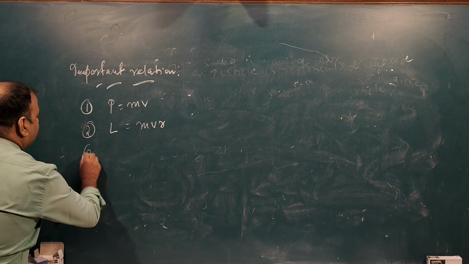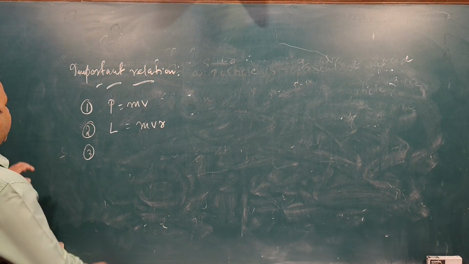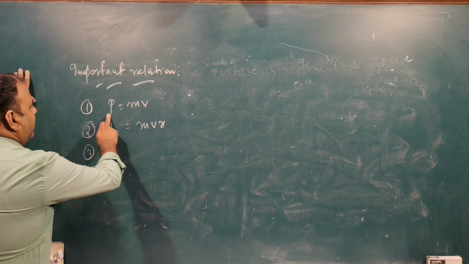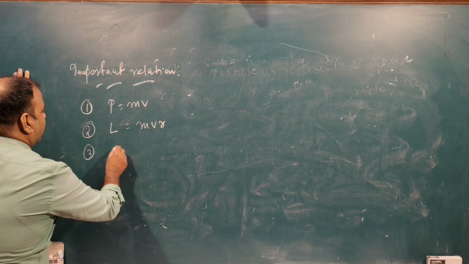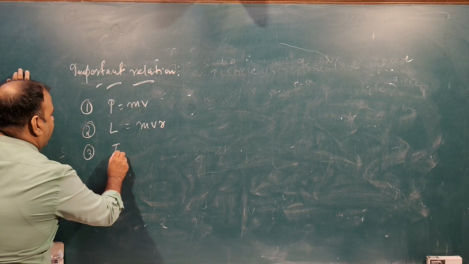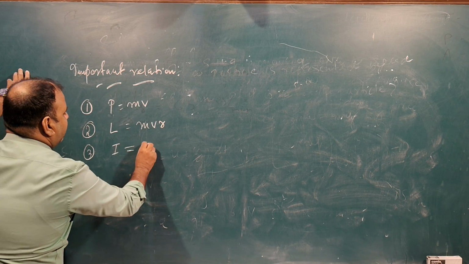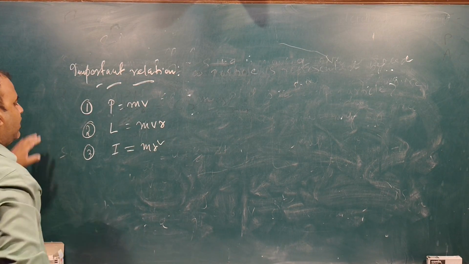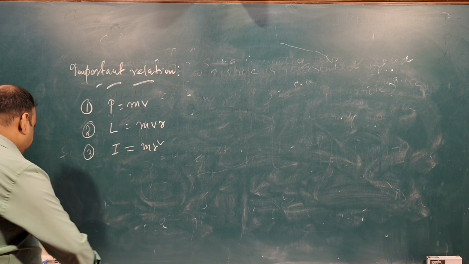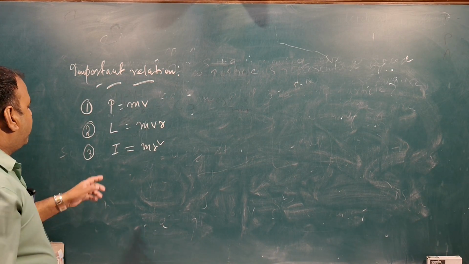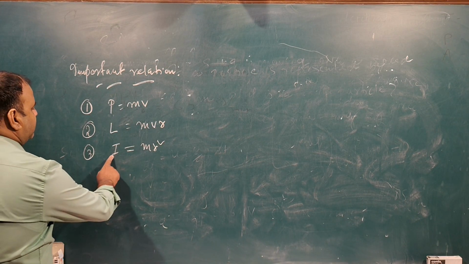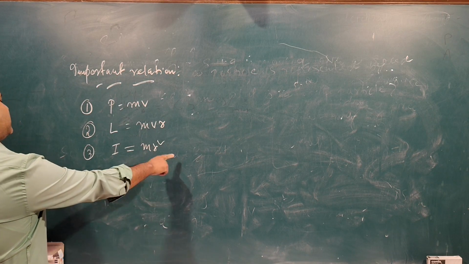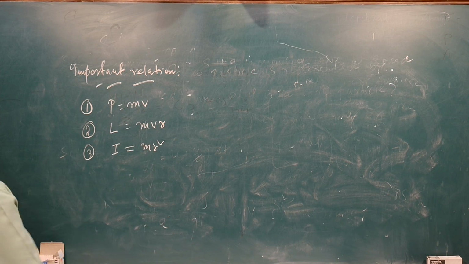Number three, you remember there is a formula for linear momentum, and here you see moment of inertia I = mr². You remember this is the moment of inertia. I means moment of inertia, m means mass, and r² is the square of the distance.